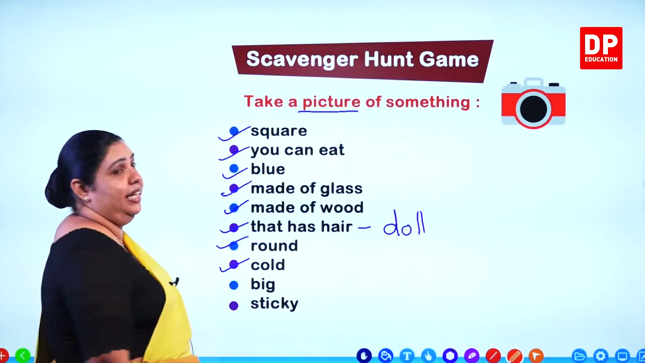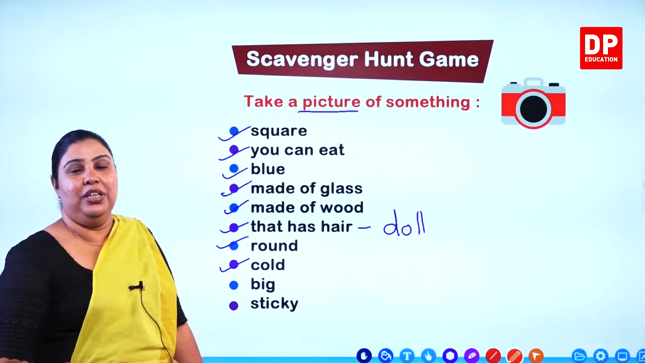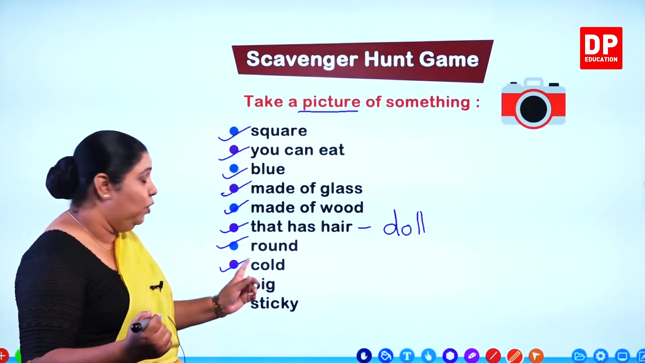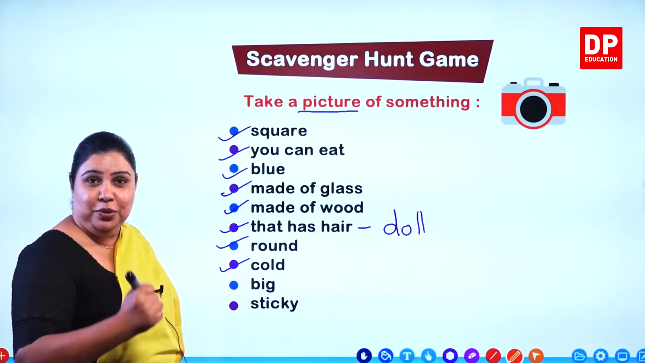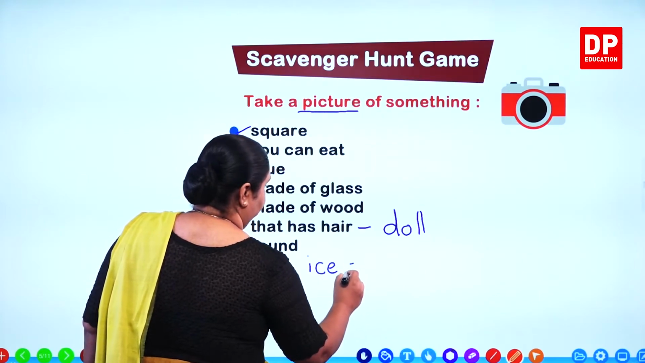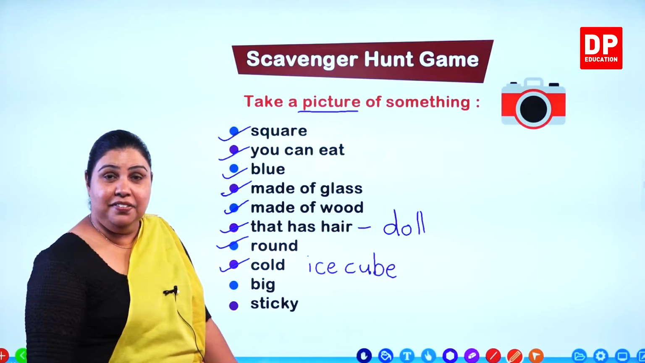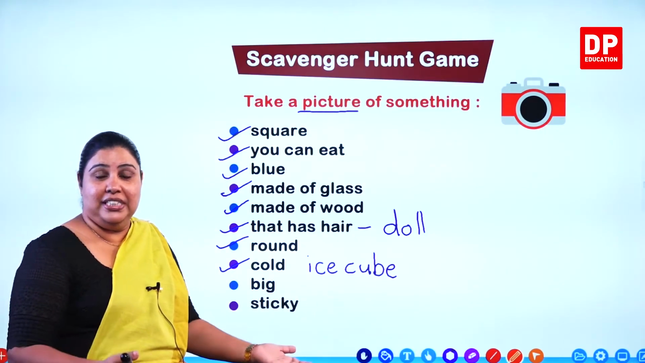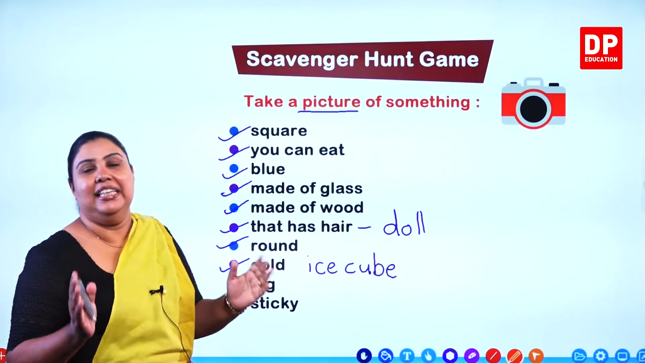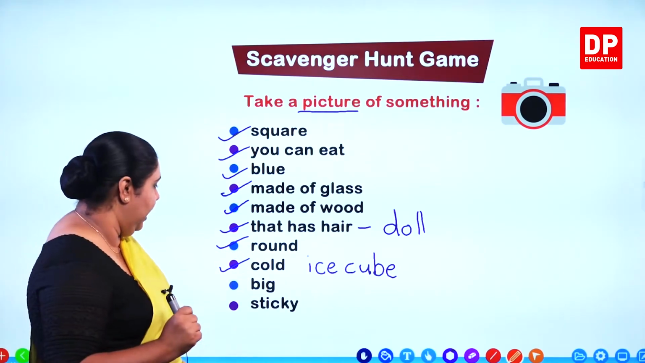Something cold is our next one. Take a picture of something cold. What do you think of something cold? What are the pictures that you can take that are cold? How about ice cubes? You can take a picture of an ice cube. Ice cubes are cold. Then maybe some juice that is in the fridge, right? You can go to the fridge and take out a juice. They are all cold. So you can do that.